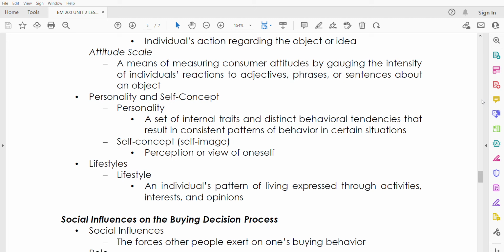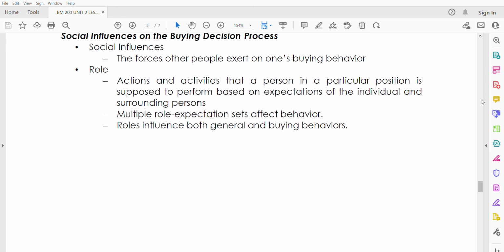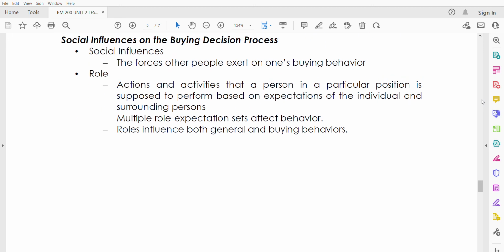Then we also have the social influences on the buying decision process. So natay situational, depende sa situation ang decision ni consumer nga mopalit ba siya tong product. Psychological, depende sa gidikta sa iyang brain. And then we also have social, wherein society, where he or she lives and interacts with other people. So social influences the forces other people exert on one's buying behavior. Dirito mosulod tong mga uso-uso.